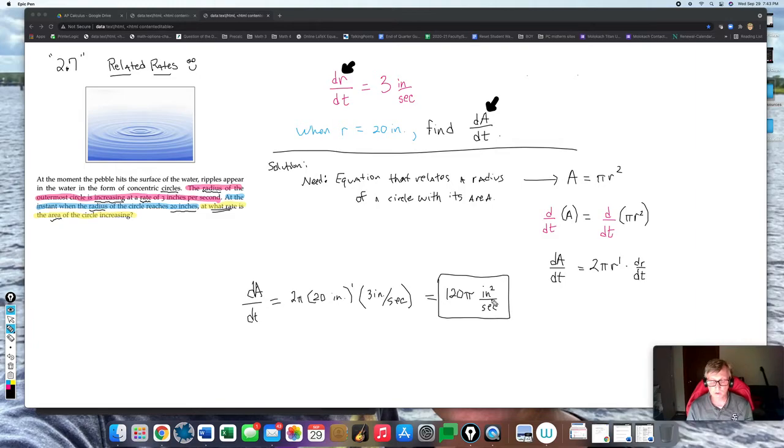Well, it's kind of a big circle if it's 20 inches in radius. Think about one of those 20-inch rims on a pickup truck, it's that big. And if it's getting 3 inches bigger per second, that circle's area is growing pretty quickly.